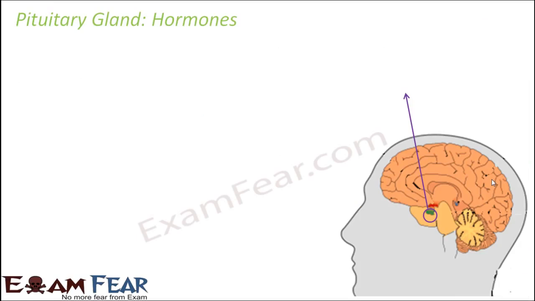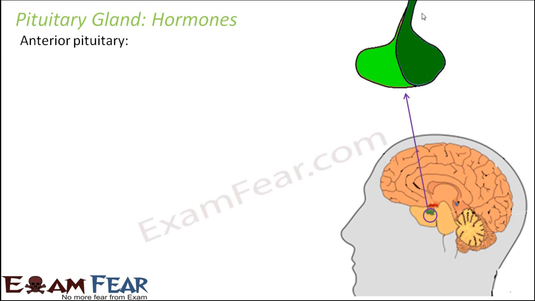Now we will talk about the hormones which are produced by the pituitary glands, and we will also see how these hormones can control the hormone secretion of all other glands of the body. So this is the pituitary gland, and if you magnify it, this is how it will look. The anterior pituitary secretes a particular set of hormones. Similarly, the posterior pituitary also secretes a specific set of hormones.